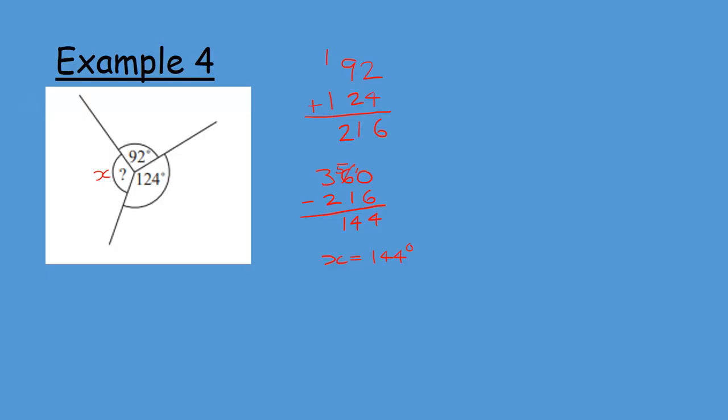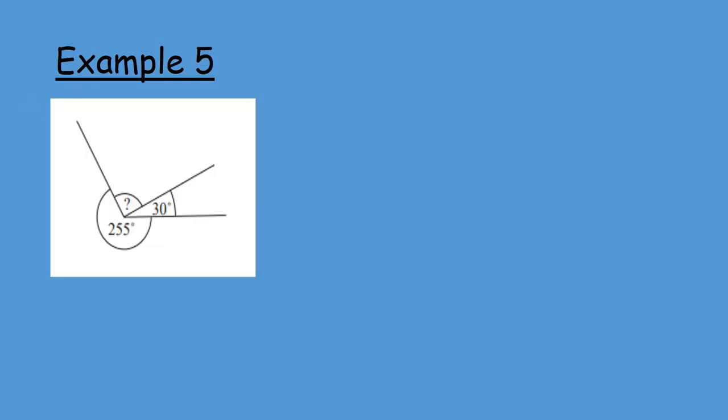Let's have a look at our next example. So looking for our missing angle, we'll call it X again. Really, call it anything you like. So our first job is adding up our known angles. So we've got 255. Having trouble writing with this. This is a brand new device. We've got 255 plus 30.